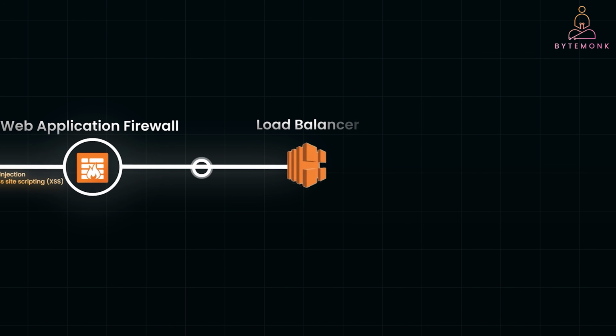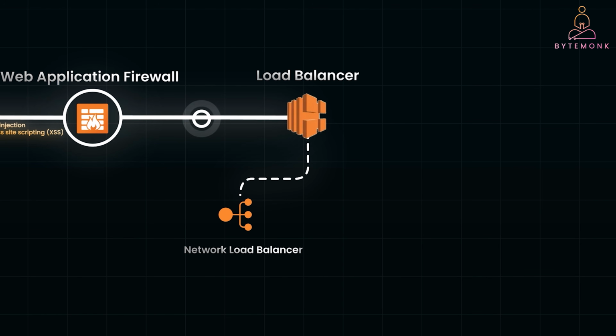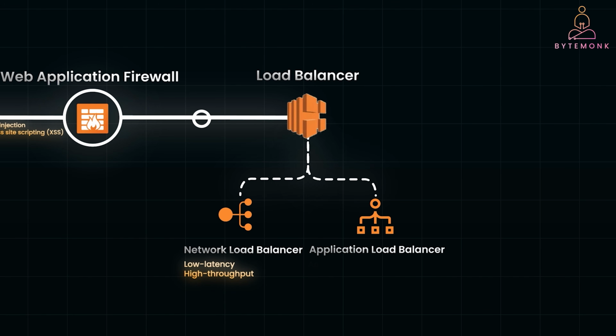Now, the load balancer ensures availability by distributing incoming traffic across multiple backend servers. With NLB, or Network Load Balancer, you get low latency, high throughput handling for applications that need extreme performance, like gaming or financial services. On the other hand, an ALB, or Application Load Balancer, gives you advanced routing capabilities, ideal for web apps and microservices, where requests need to be routed based on specific paths or hostnames.